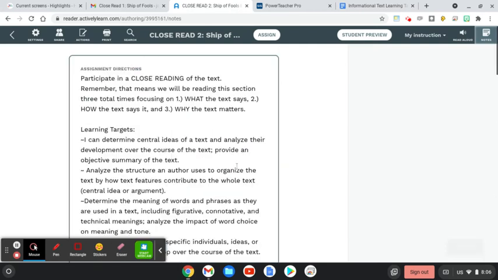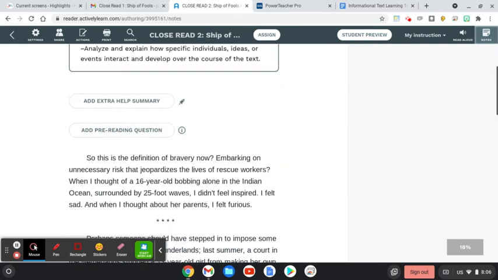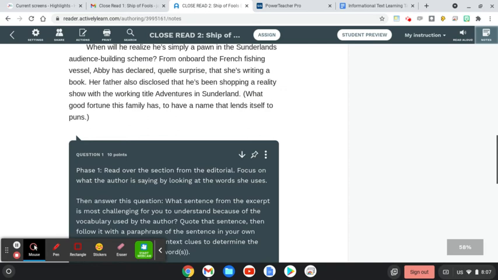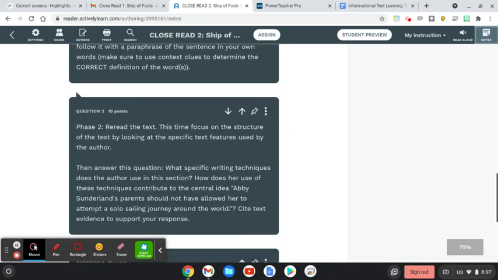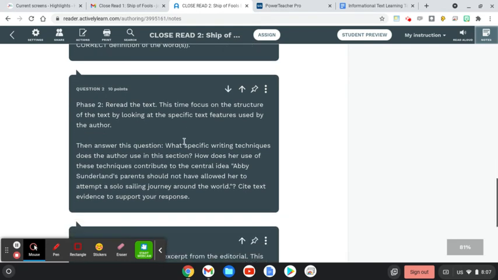In phase 2 of the text, we're going to be rereading the text for how the text says it. As you reread this text, we're going to literally look at how the author writes this text. I want you to read through this phase, focus on the structure of the text, looking for specific text features that the author has chosen to use to help communicate her point of the piece. Then you're going to answer the question, what specific writing techniques does the author use in this section? How does her use of these techniques contribute to the central idea?